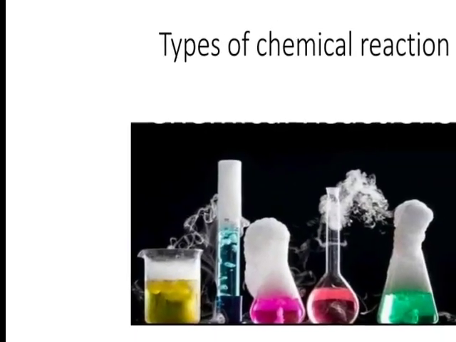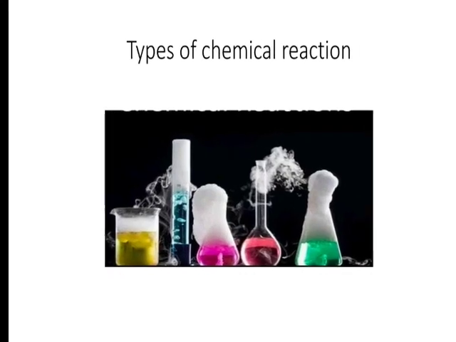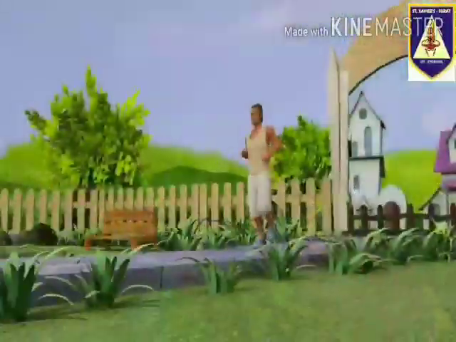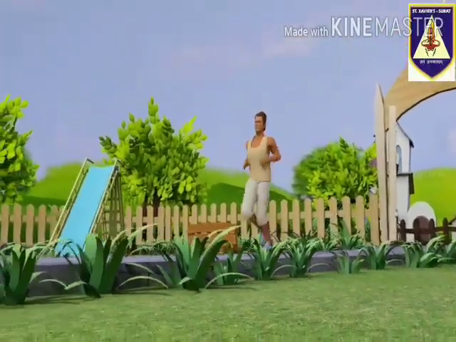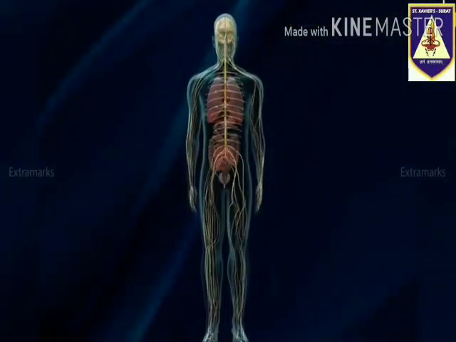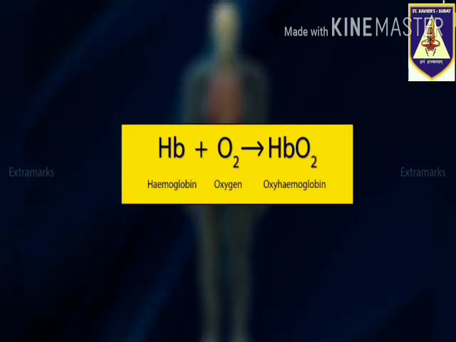Hello students, in this part we will learn types of chemical reaction. Life is beautiful, isn't it? Presence of oxygen makes life possible on Earth. But how does this oxygen reach each and every cell of our body? Oxygen combines with hemoglobin to form a complex called oxyhemoglobin. This is an example of combination reaction.